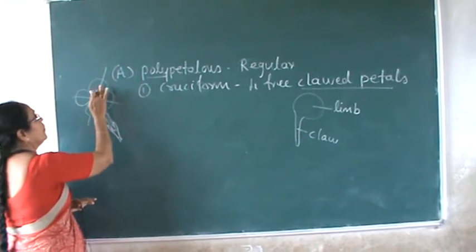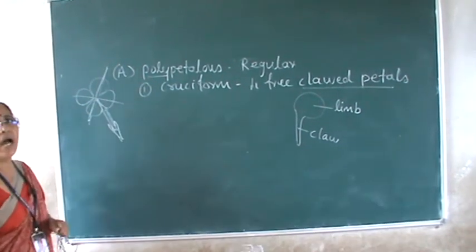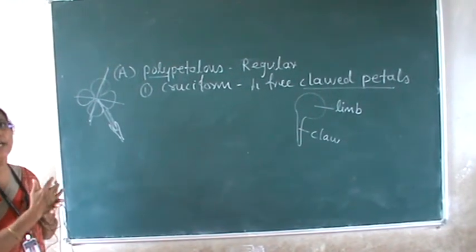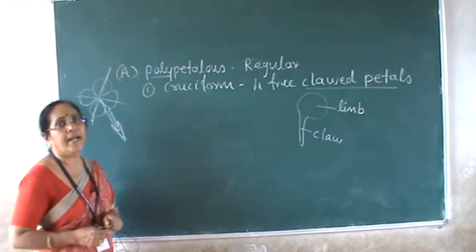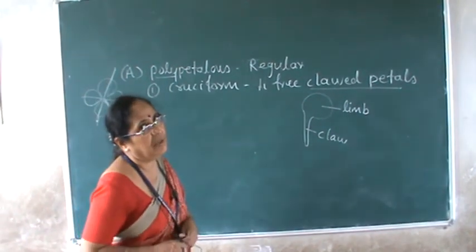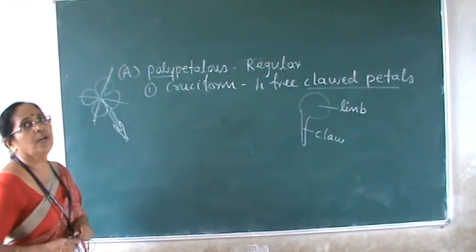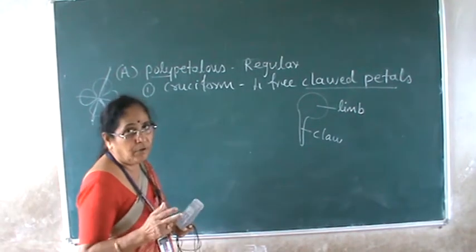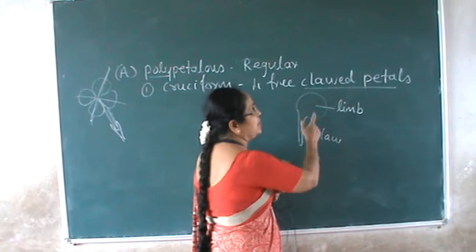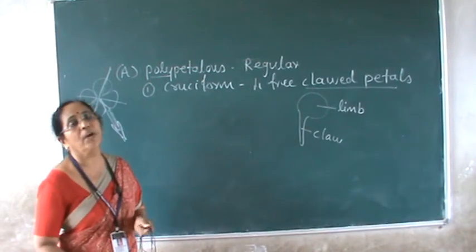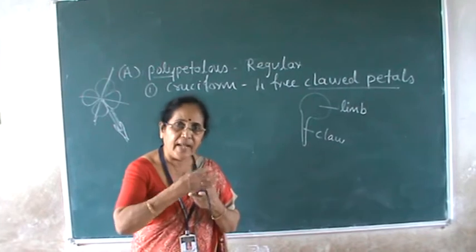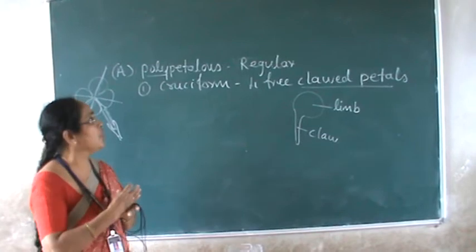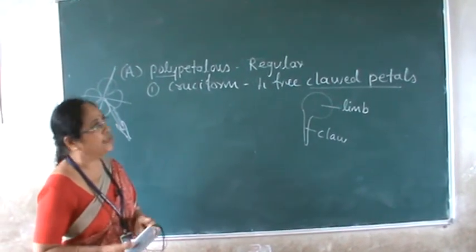The petals are placed diagonally like the arms of a cross, okay? So if this is the condition, 4 free clawed petals diagonally placed like the arms of a cross, in that case the corolla is called cruciform shape. Remember, the petal with claw is called a clawed petal, and 4 free clawed petals are diagonally placed, so it resembles a cross. They are placed crosswise, and that kind of corolla is called cruciform.